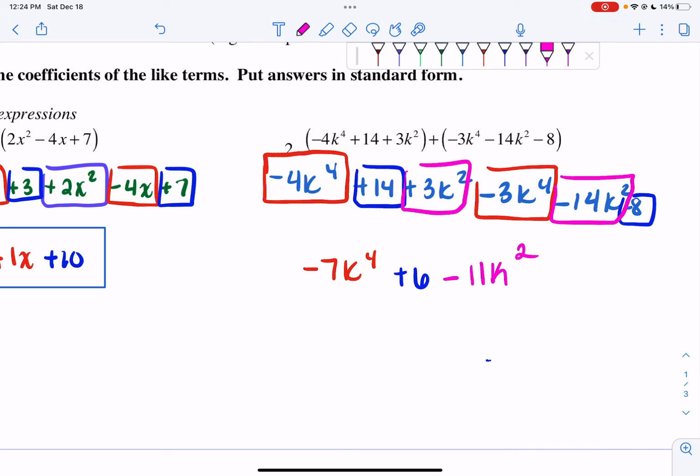But here's the issue. We need to put our answers in standard form. So this 6 has to go last. This negative 11k squared has to go second. So I have negative 7k to the fourth minus 11k squared plus 6. And that's my final answer.